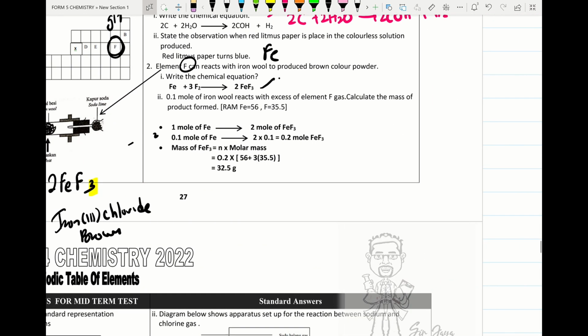All right, so next calculation. When 0.1 mole of iron reacts with excess of element F gas, calculate the mass of the product formed. So here the mass, how to find the mass? We try to write down the formula. Mass is n times molar mass. All right, so when we have 0.1 mole of iron, we calculate the mass of the product. So how to calculate this one?